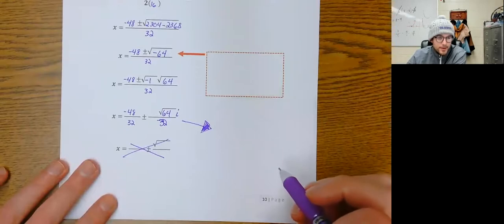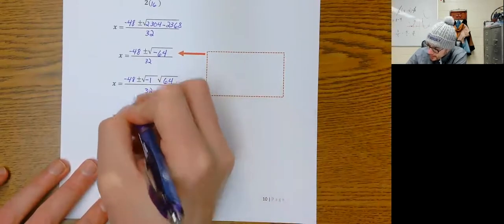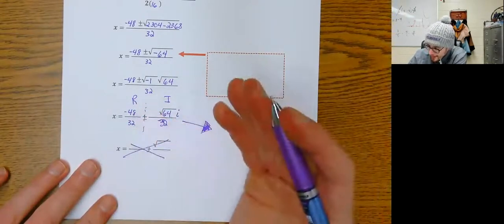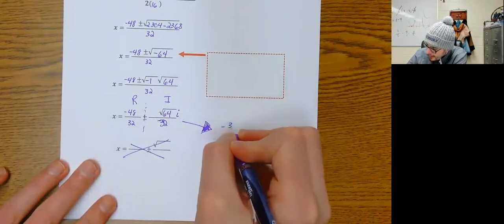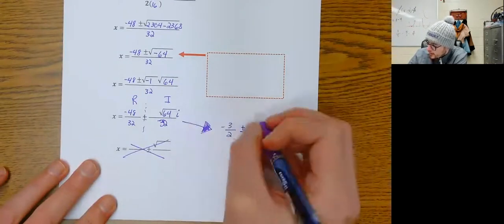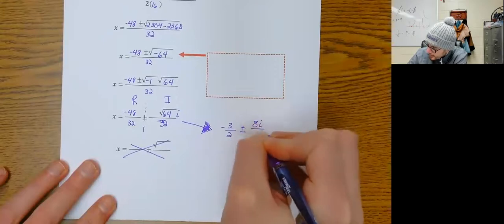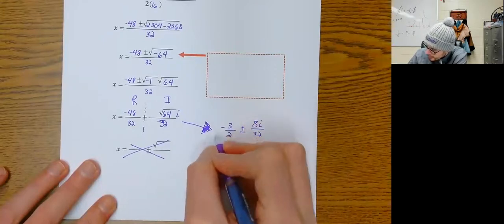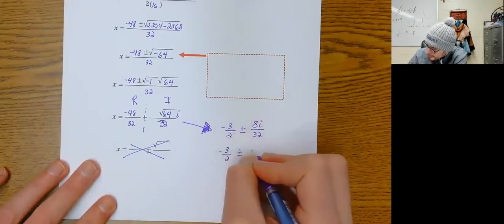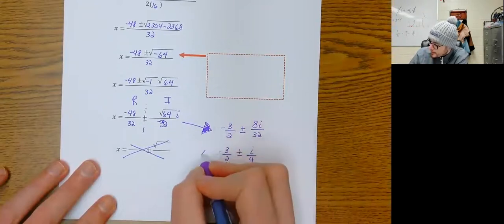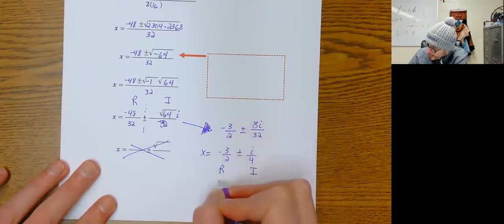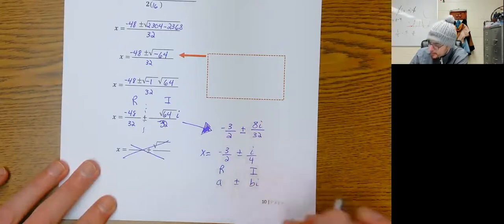So separated out into, right? We separated this out into the real and the imaginary. So negative 48, 32, you can again factor out 16. So you get negative 3/2 plus or minus. So this would be 8i over 32 still. I'm going to simplify it again. Negative 3/2 plus or minus i over 4. So that would be what x equals. So again, you have your real part, you have your imaginary part, right? This is a plus or minus bi.